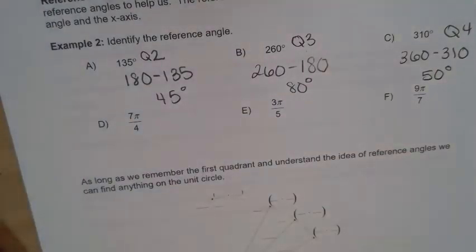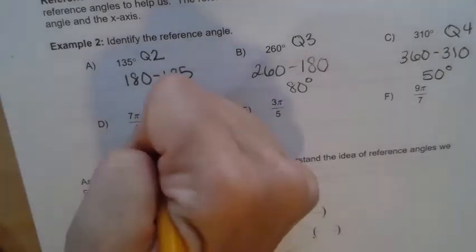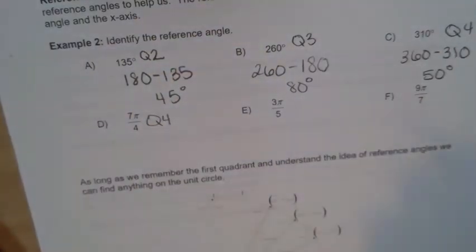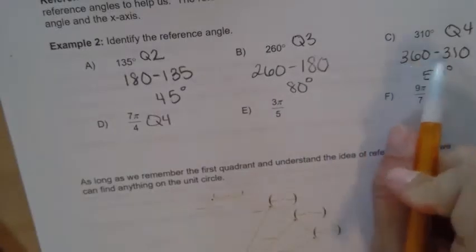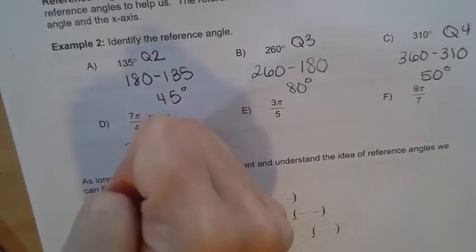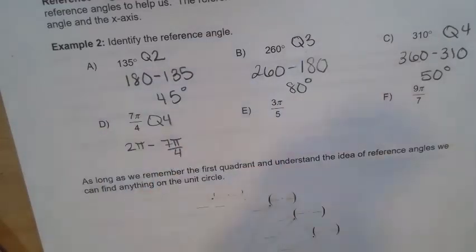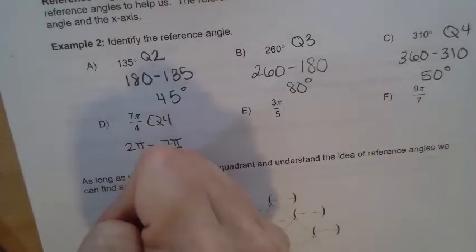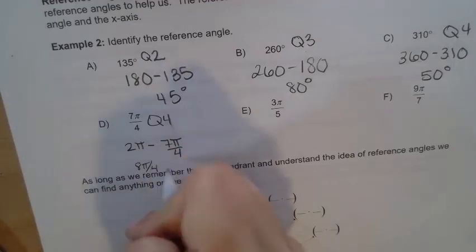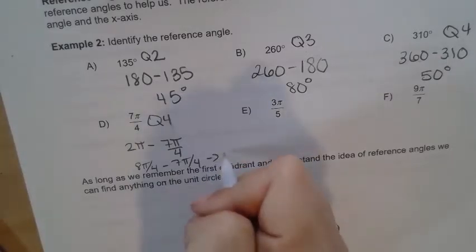Okay, we need to figure out what quadrant that's in. 7 pi over 4, as you can see, is in the fourth quadrant. So, what did we do with the fourth quadrant? We took 360 minus, but 360 in radians is going to be 2 pi. So 2 pi minus 7 pi over 4. With fractions, you know that you subtract doing common denominators. So I have 8 pi over 4 minus 7 pi over 4 gives us pi over 4.